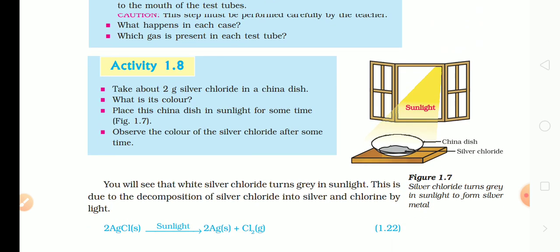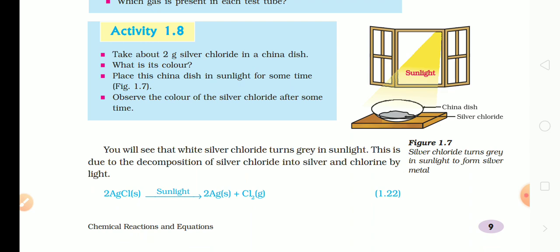And you can see one more thing there, the last type of decomposition reaction. What is given there? Check out activity 1.8. Take about 2 grams of silver chloride in a china dish. What is its color? It is white in color. Silver chloride is white in color.